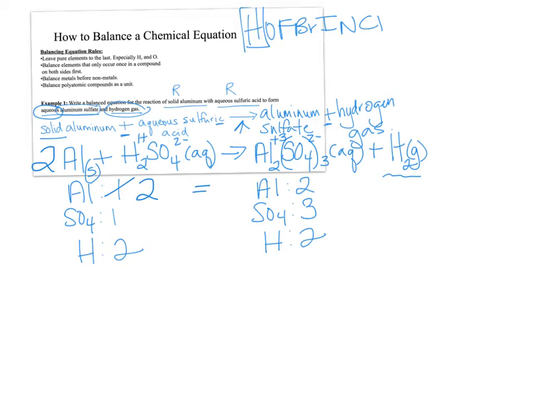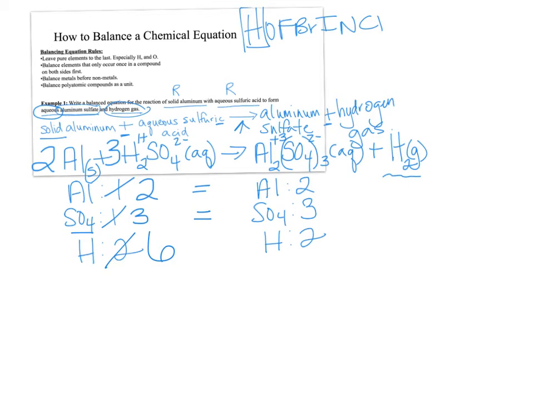Looking at my sulfate, I have 1 sulfate on the left and 3 on the right. Again, I can only use coefficients to balance, so that means I have to put a 3 in front here. Now I'll have 3 sulfates, but you can see that it also affects my hydrogen, because that 3 not only goes to my sulfate, but it also goes to my hydrogen. The coefficient is the only thing you can add. I can't add subscripts. So 3 times 2 means that I now have 6 hydrogen. But my sulfates and my aluminum are now balanced.